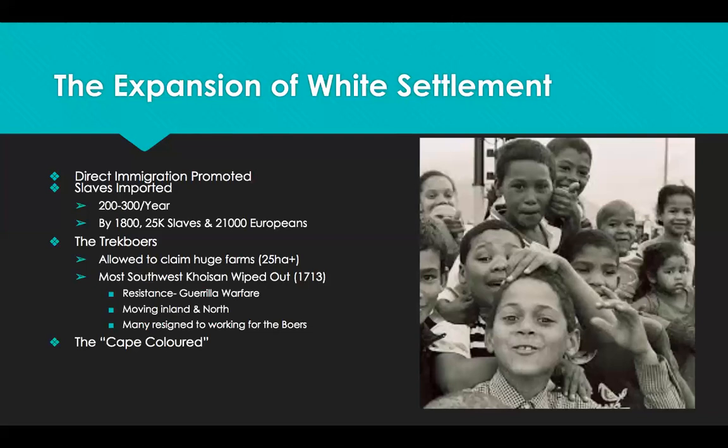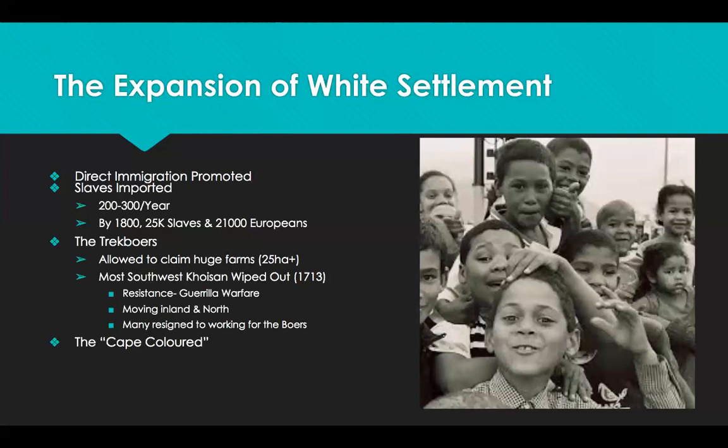By 1713, really, the Khoisan were almost entirely wiped out by way of the Boer superior weaponry of horse and gun. They also were subject to a series of smallpox epidemics that were brought to the Cape by European ships, which is not unlike what happened with the Native American population in the US, right? And that would largely happen in 1713. And like I said, those were the main ways in which they resisted.